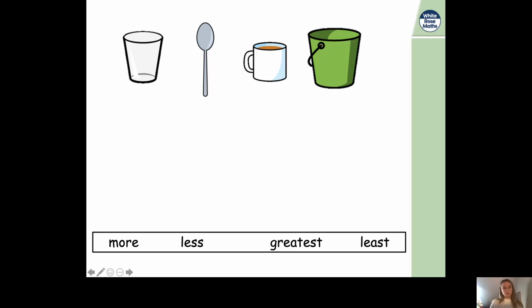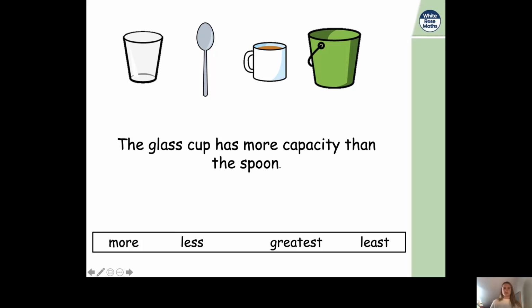Now, of the glass cup and the spoon, which would be able to hold more liquid? Well, I can see that the glass cup is slightly bigger, can you? So therefore, I'm going to write the sentence: the glass cup has more capacity than the spoon. If they were both full, the glass cup would be able to hold more liquid than the spoon. It has more capacity than the spoon.